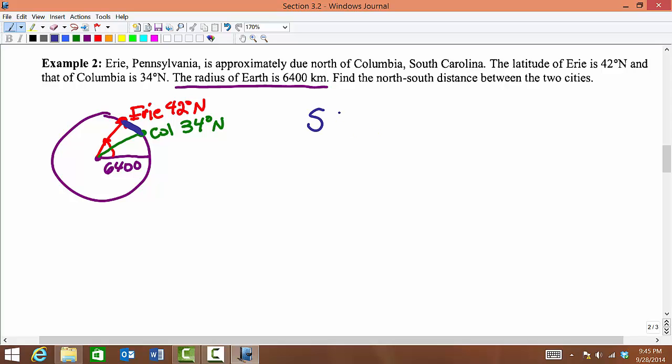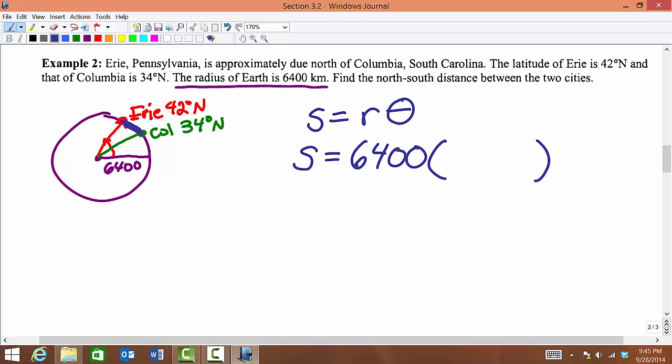So we're going to use our formula, S equals R times theta. We must make sure that we have theta in radians. So we're looking for the arc length here. We know the radius is 6,400 kilometers. Now we need to figure out what our angle theta will be. Well, the angle that we actually want to work with is not going to be 42, and it's not going to be 34. It's going to be the difference, actually right here is what we want, this angle. So we want this central angle.